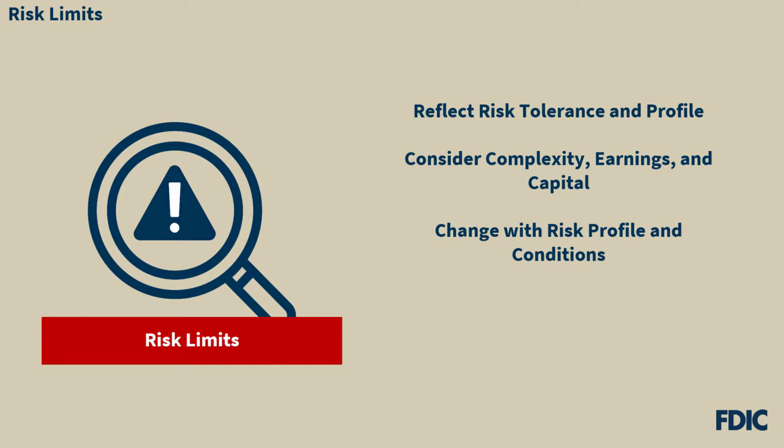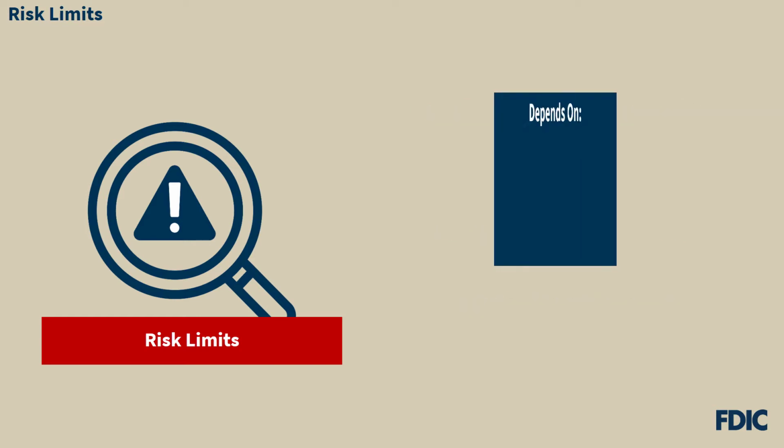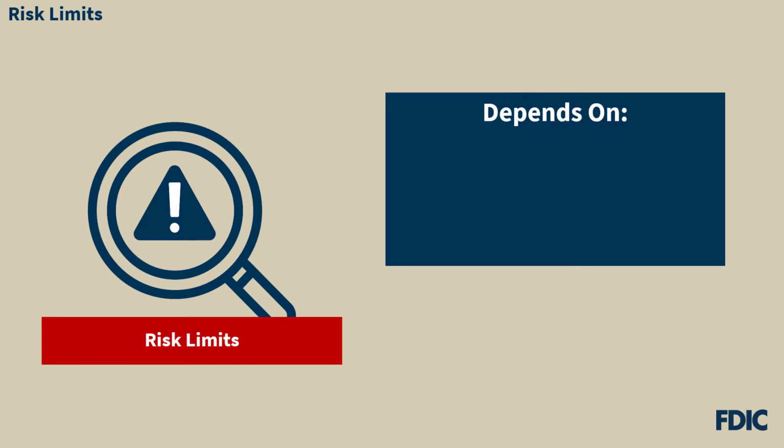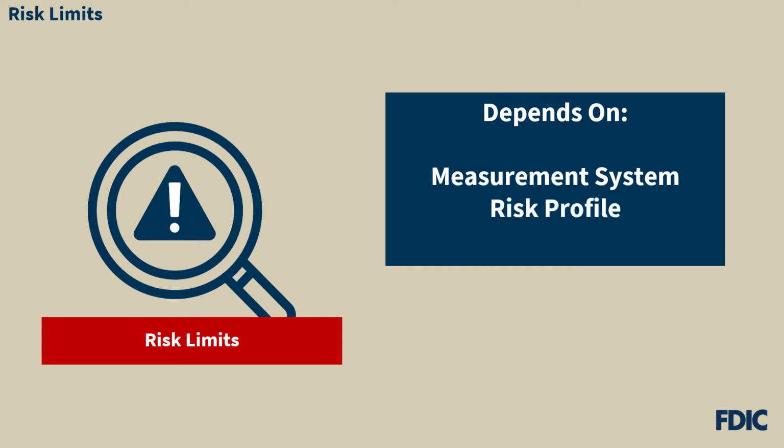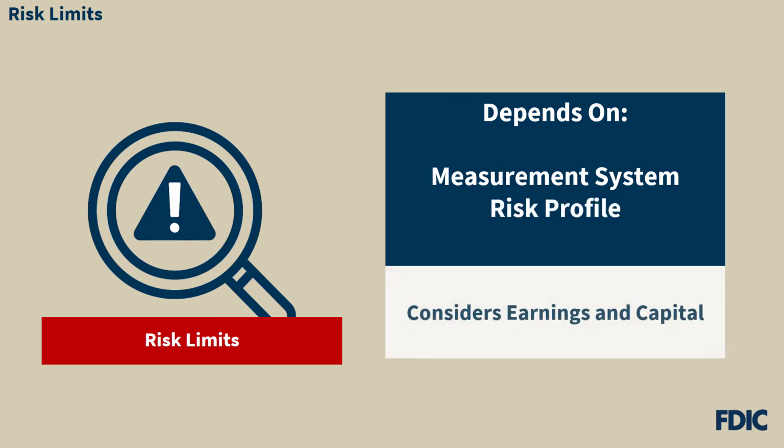If the bank's risk limits haven't changed for an extended time period, it may be appropriate to consider whether they should be reviewed. Risk limits also prompt management to discuss and develop potential risk mitigation strategies that could be activated to address breaches of the risk limits. The types of risk limits that management establishes depend on a bank's measurement system and overall risk profile, though limits typically consider impacts to both earnings and capital.